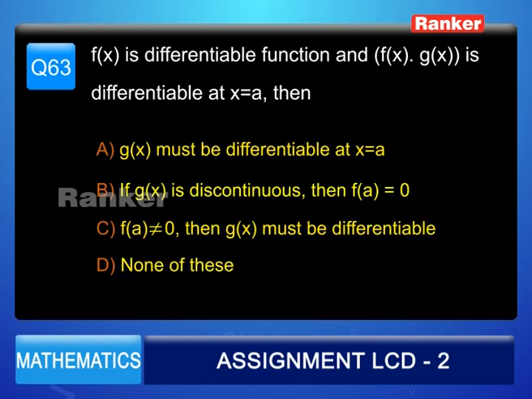Next question. f of x is a differentiable function and f of x into g of x is differentiable at x equal to a. It is given that f of x is a differentiable function and f of x into g of x is differentiable at x equal to a. Then option A, g of x must be differentiable at x equal to a. Option B, if g of x is discontinuous, then g of a is equal to 0. Option C, if f of a is not equal to 0, then g of x must be differentiable. Option D, none of these.